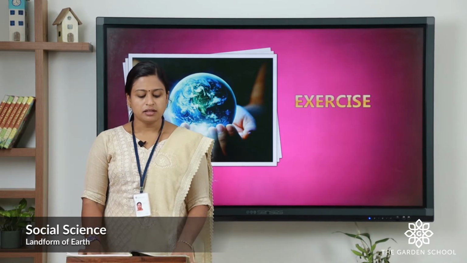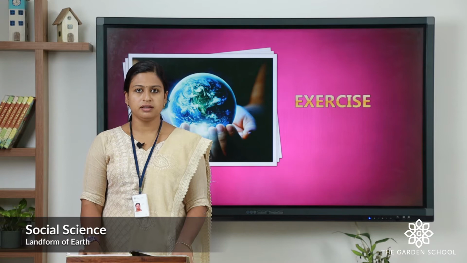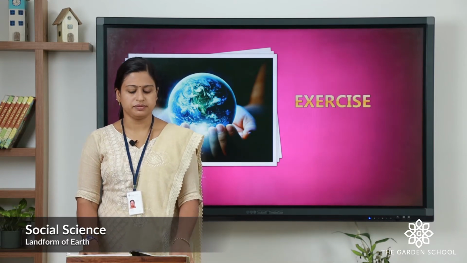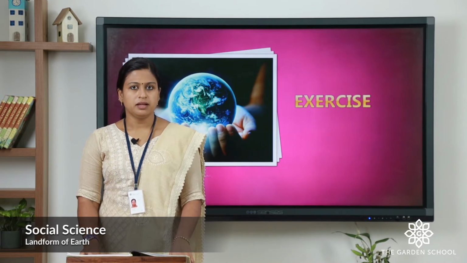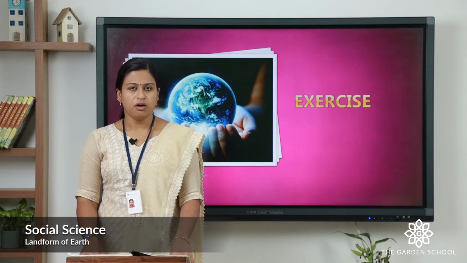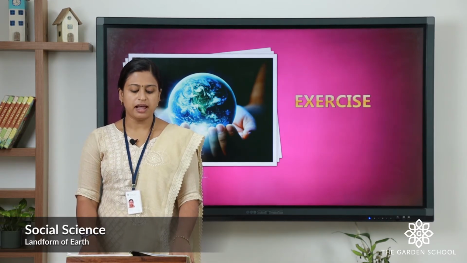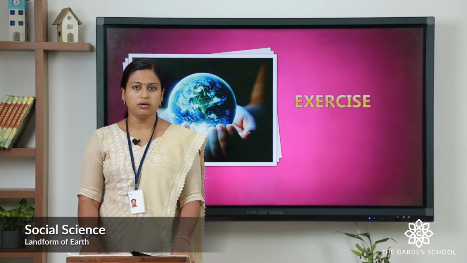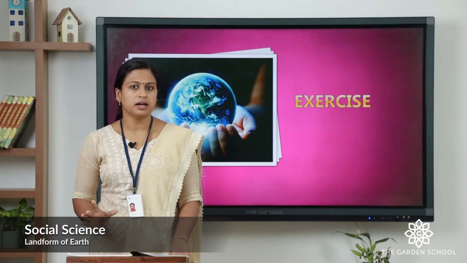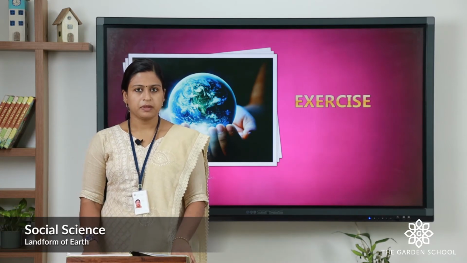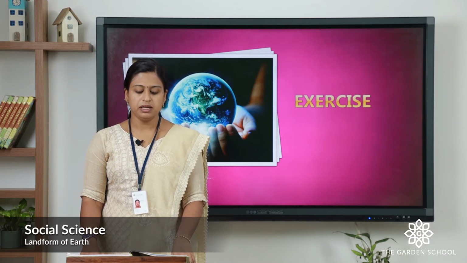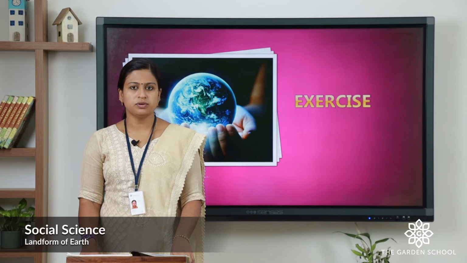Second, the northernmost point of the earth is the. You have to tick the correct option. Third, the largest continent is. Fourth, a piece of land surrounded by water on all sides is called. You have to take the correct options. Fifth, a low-lying area of land usually between hills and mountain is known as.